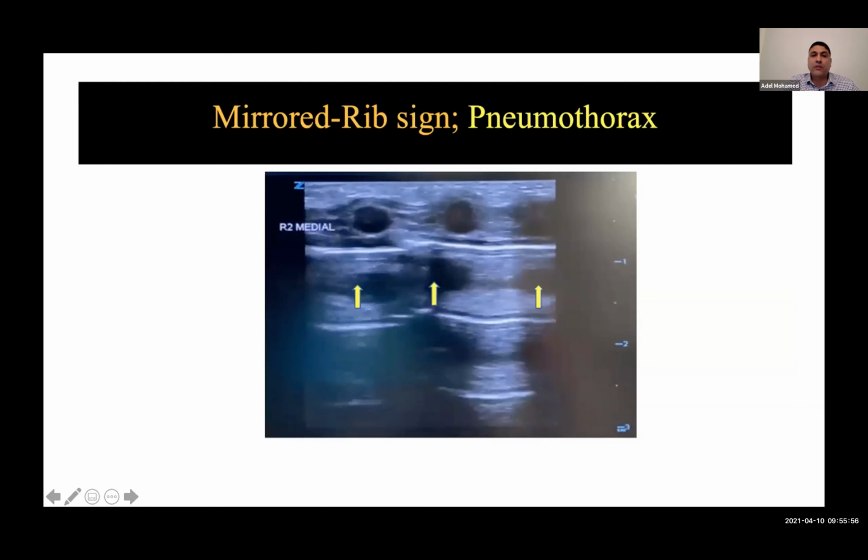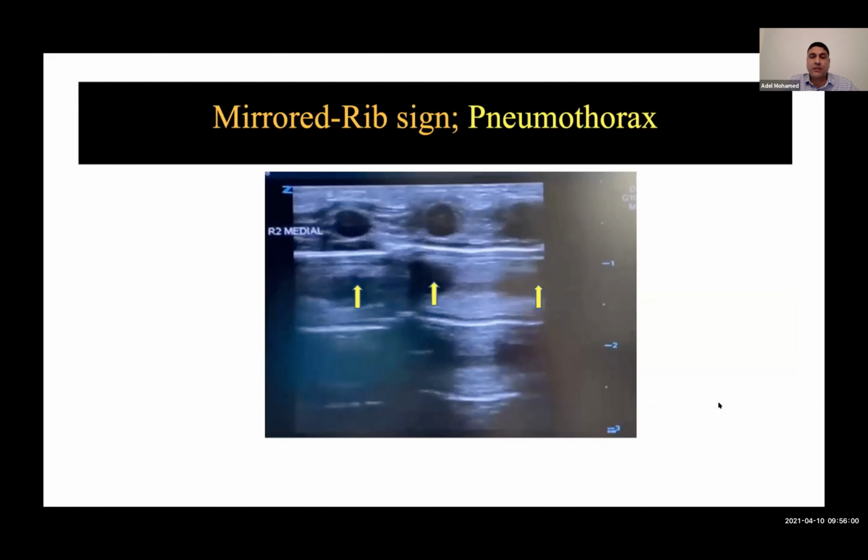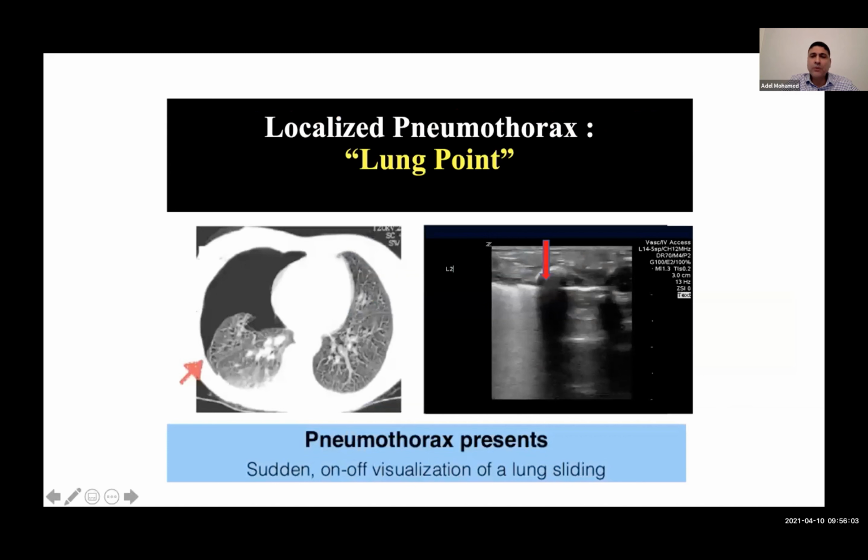Another sign, not important, is the mirrored rib sign for pneumothorax. We can explain it further in the other sessions. Important sign, actually, very pathognomonic for localized pneumothorax. If your probe is crossing between an area of pneumothorax and an area of lung that does not have pneumothorax, what will you see? You will see the two. The lung will reflect for you what's in here. So the part with the pneumothorax, this upper part here, will be represented with this part.